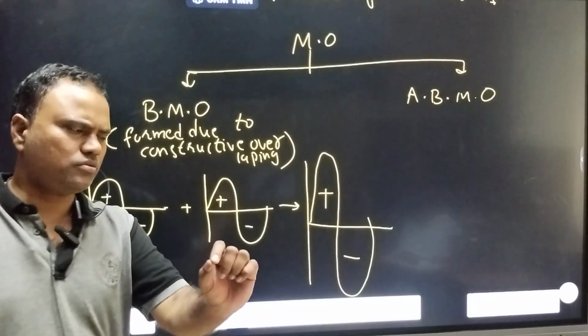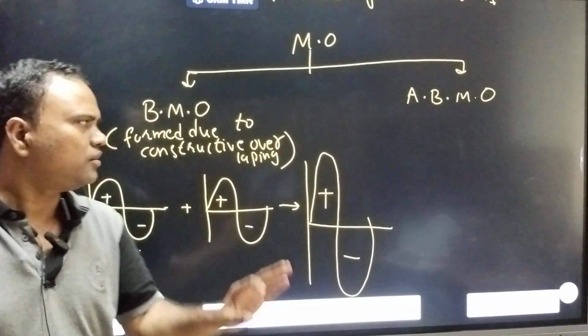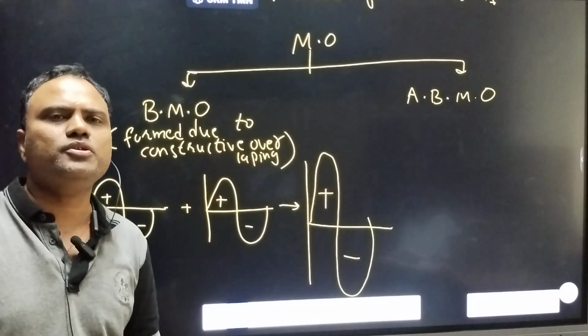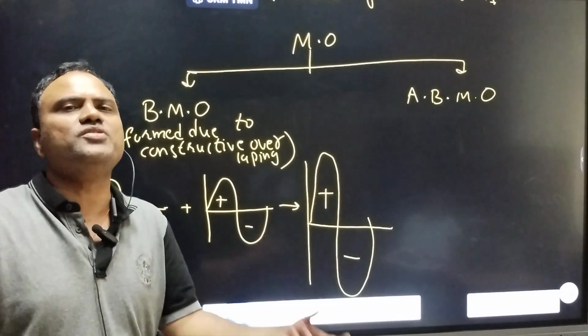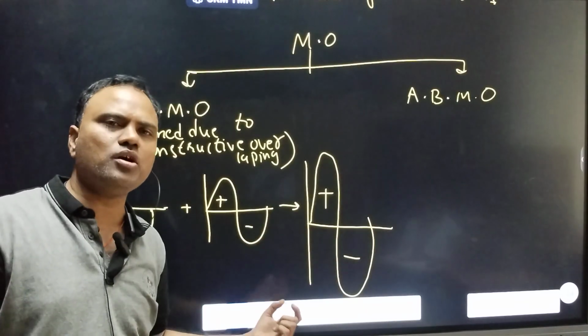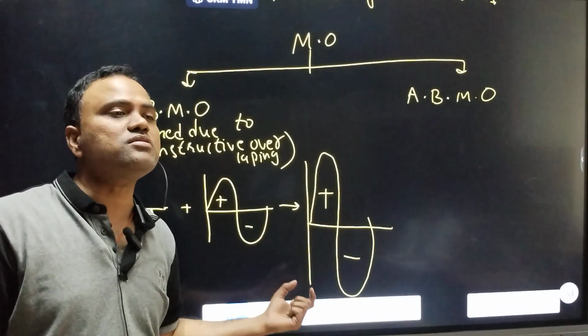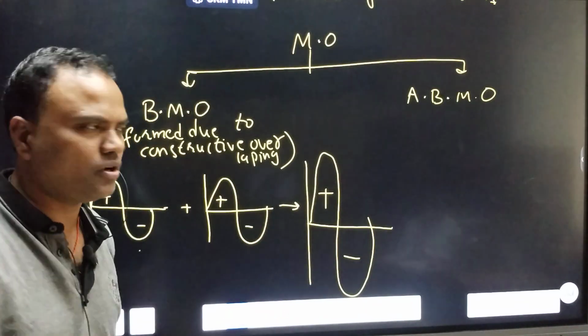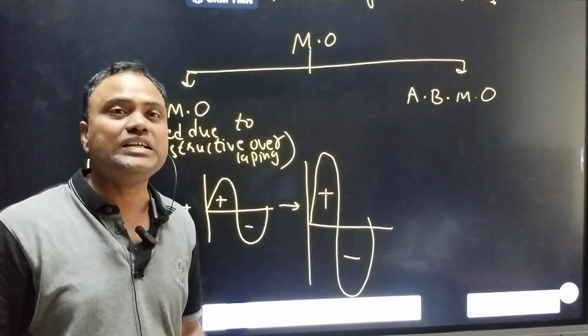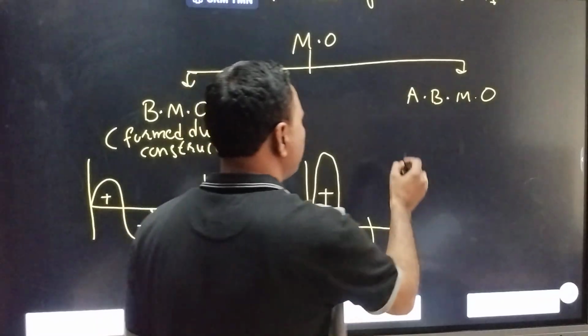So for NEET students, just the basic idea. What is a molecular orbital? A molecular orbital is formed due to the combination of atomic orbitals. There are two types of molecular orbitals: bonding and anti-bonding. The bonding molecular orbital is formed due to constructive overlapping of the atomic orbitals. Guess how the anti-bonding molecular orbital is formed: due to destructive overlapping.